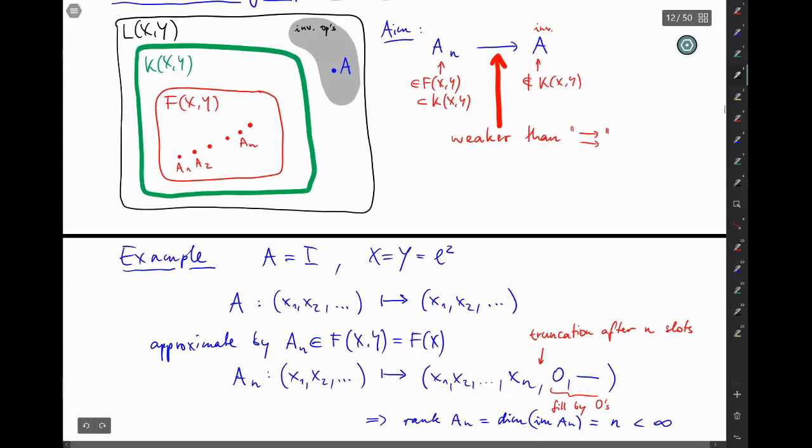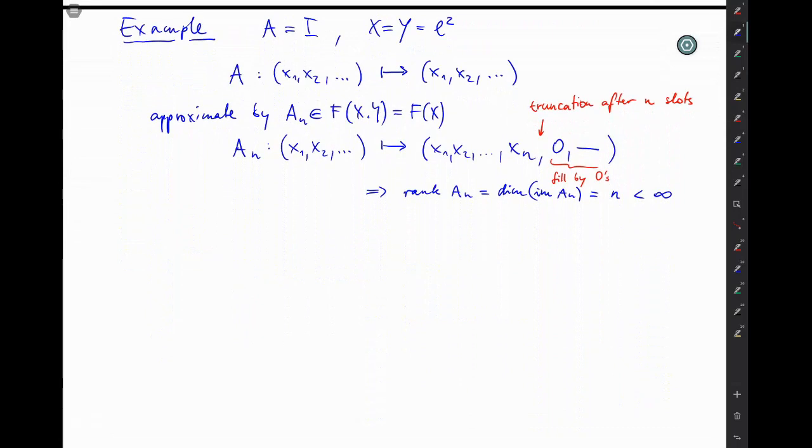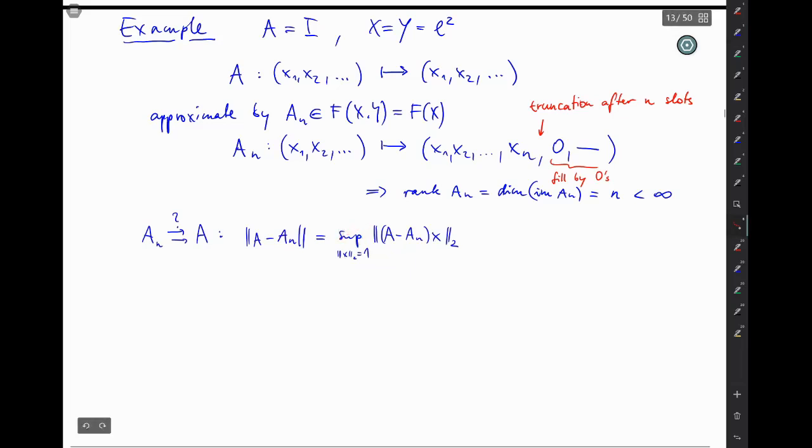Well, it should be clear that this cannot be uniform convergence, but let's check it anyway. So for uniform convergence, we have to look at the norm of A minus An and see whether or not that goes to 0. Well, by definition, this operator norm is just a supremum of all the norms of images of A minus An over little x's that have norm 1. And because we are in L2, we are evaluating the norm of x, as well as the norm of Ax and A minus An x in the 2 norm.